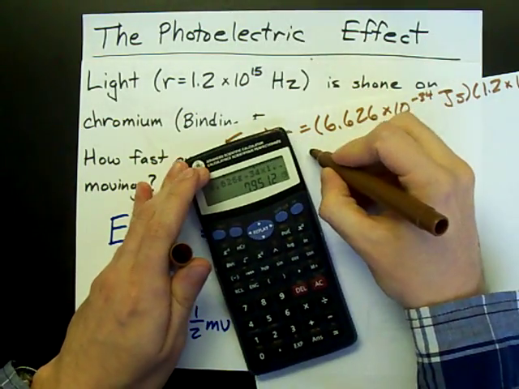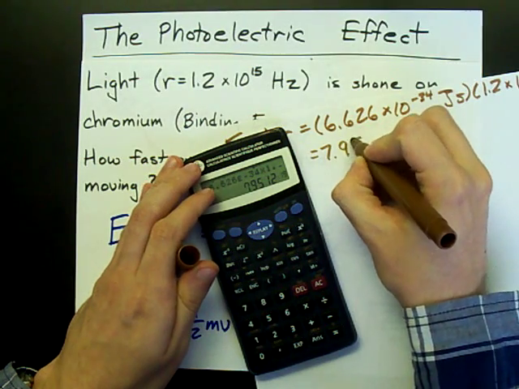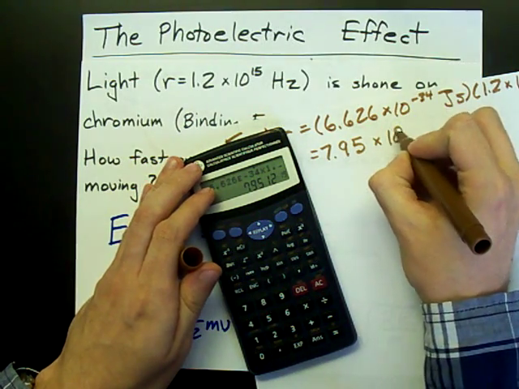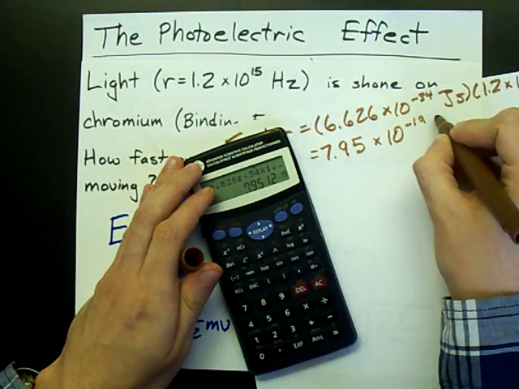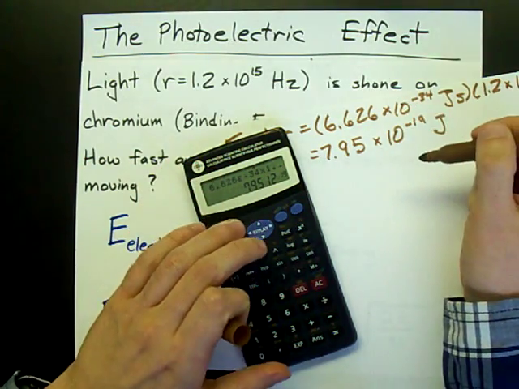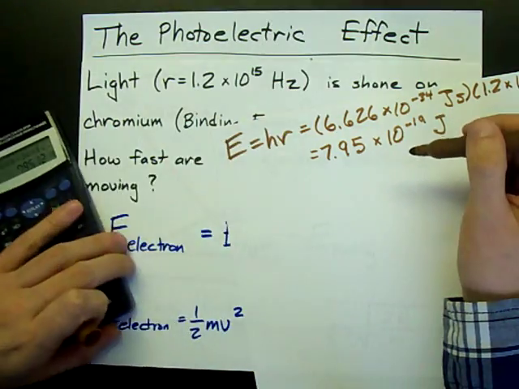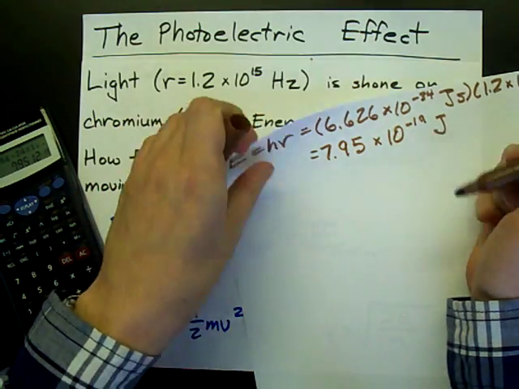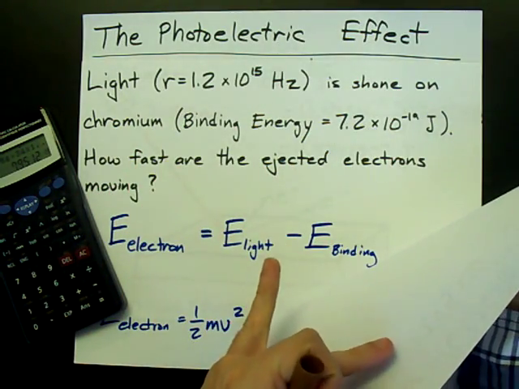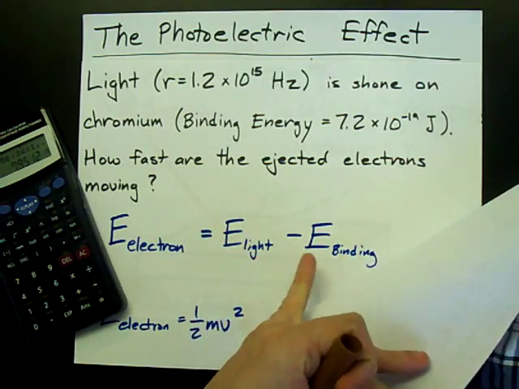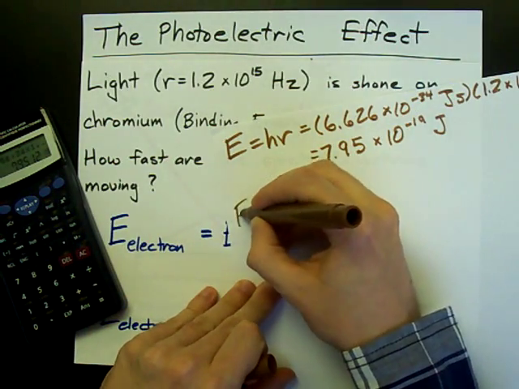I get 7.95 times 10 to the power of negative 19 joules. That's the energy of my light. The energy of the electron, or the energy left over for the electron, is that amount less the binding energy.